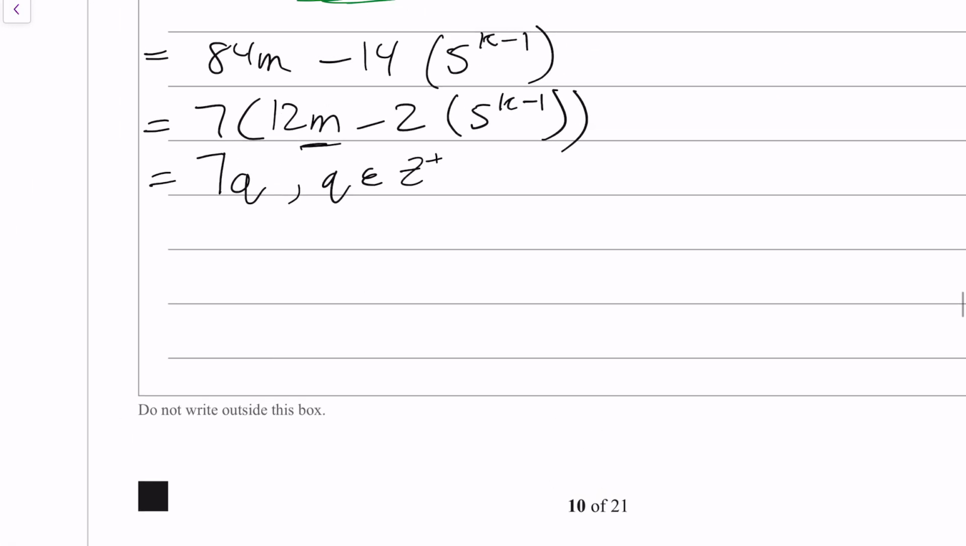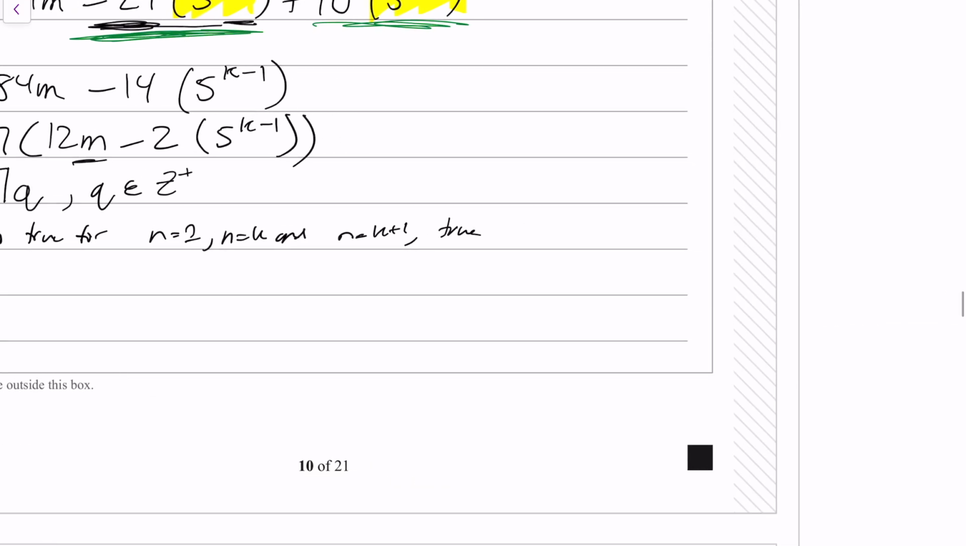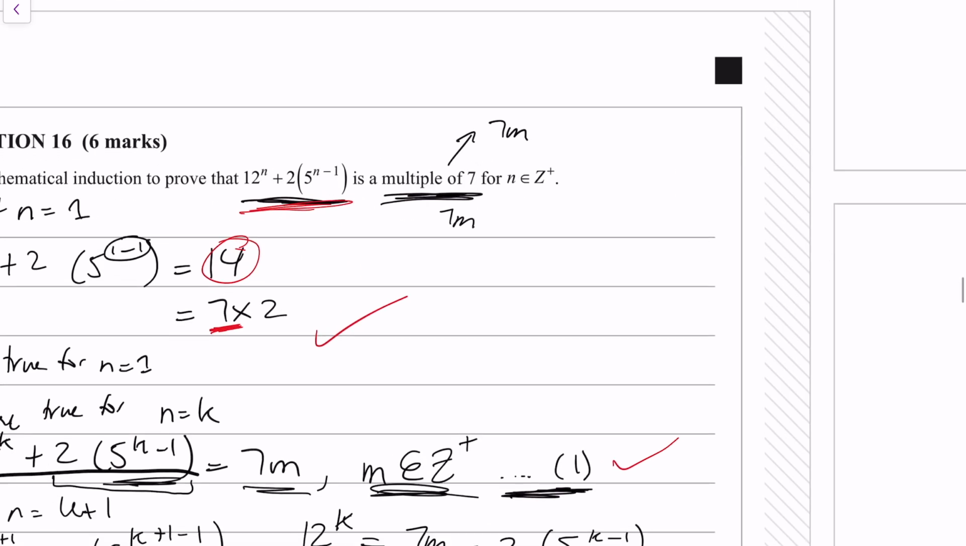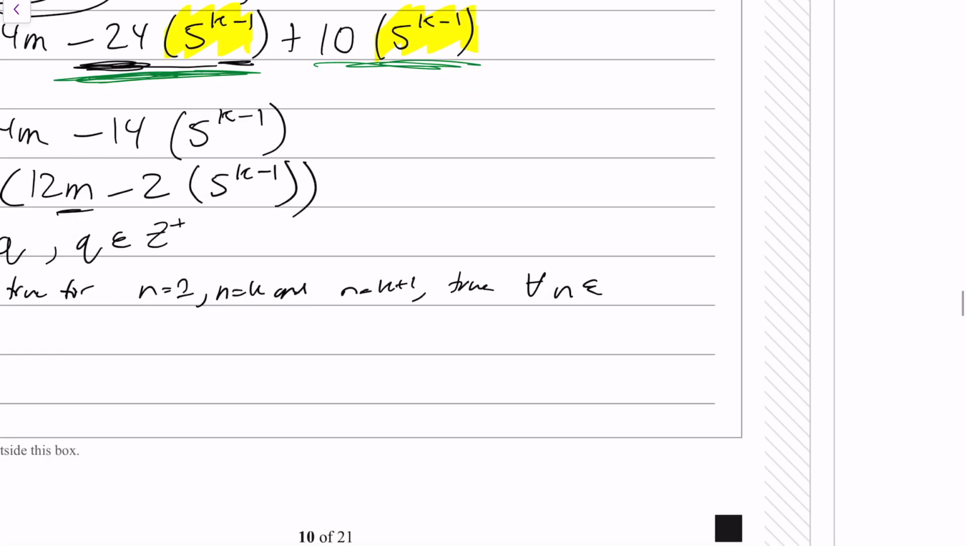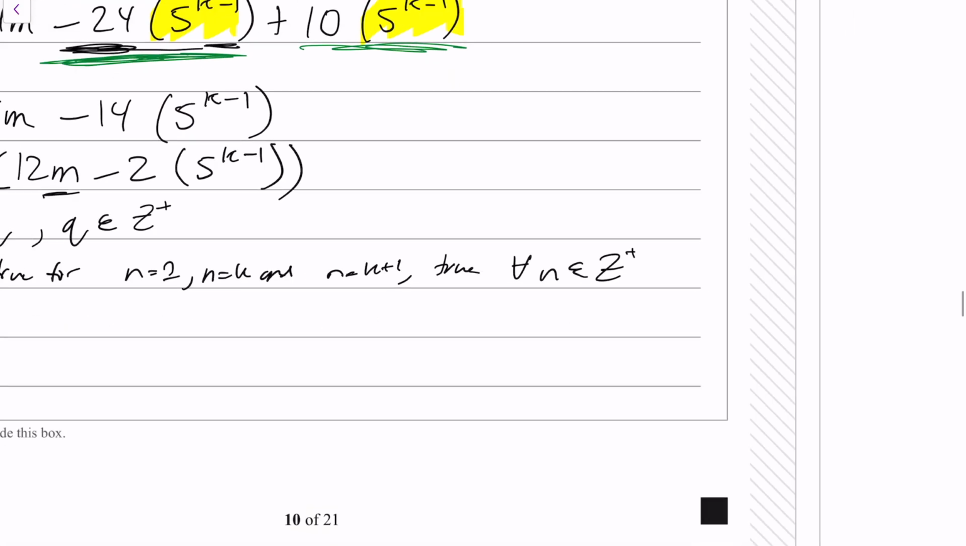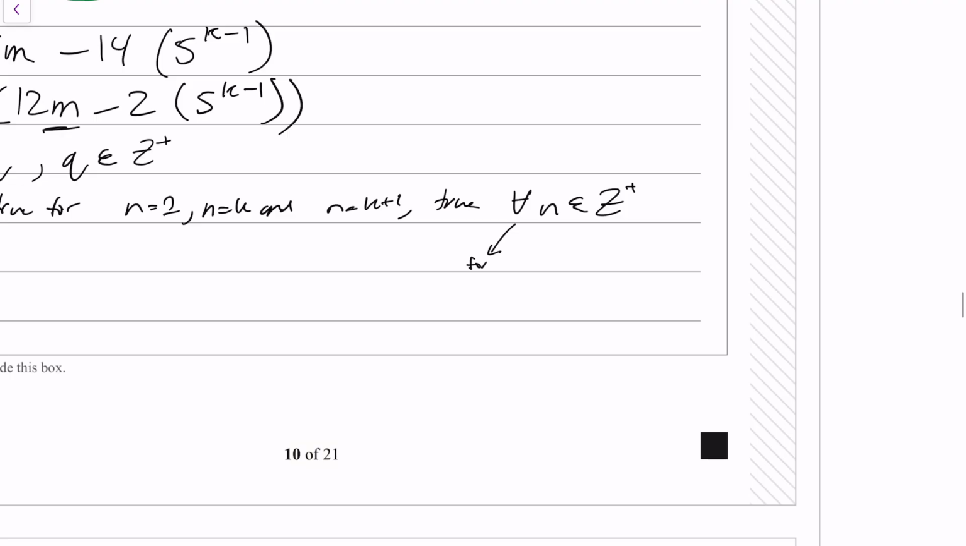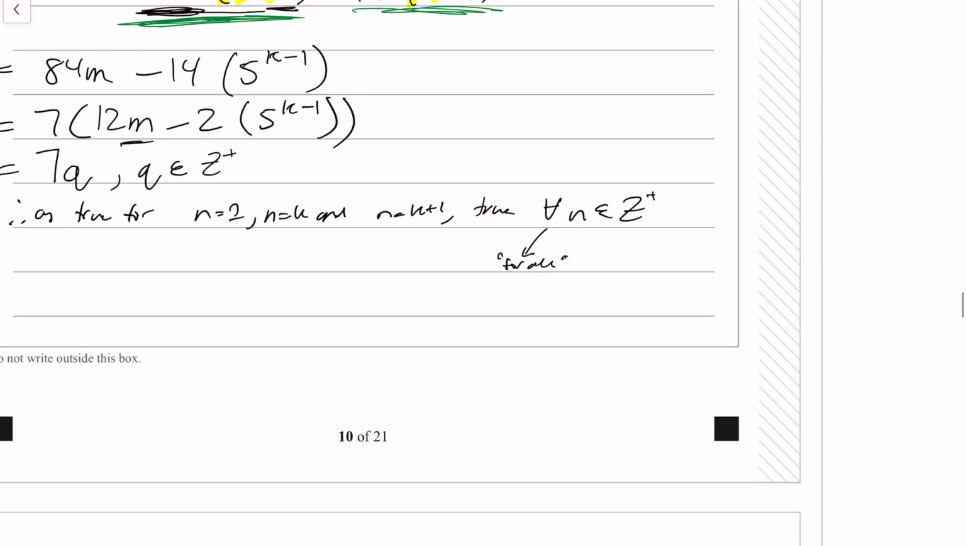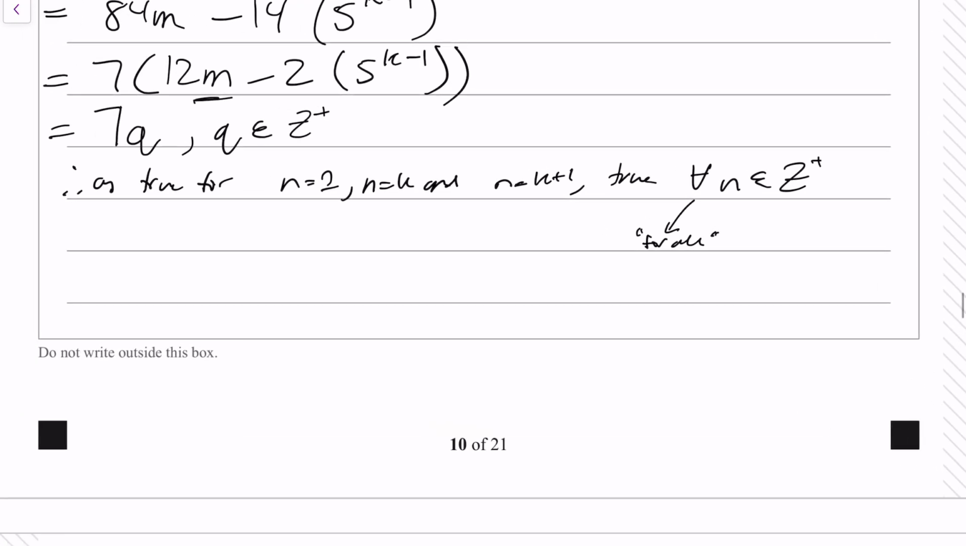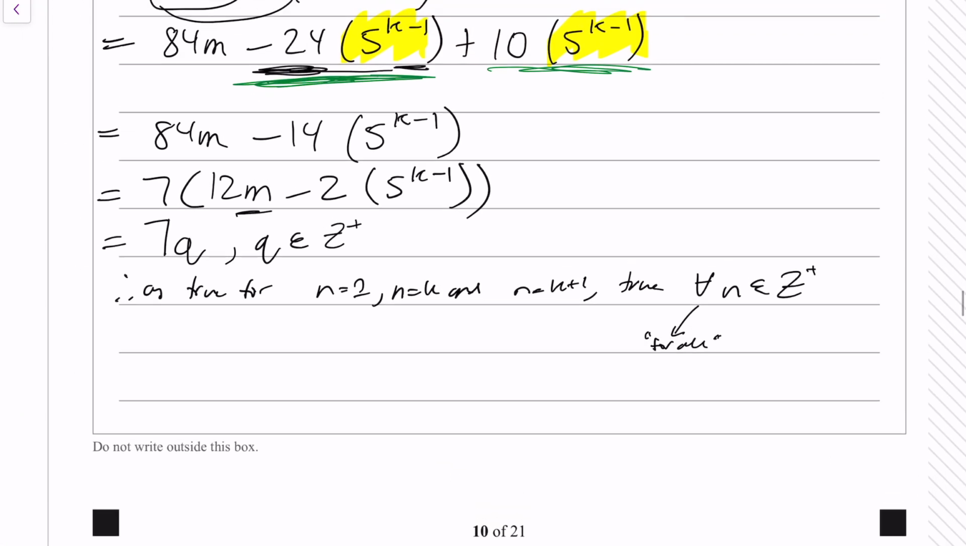Then therefore, as true for n equals 1, n equals k, and n equals k plus 1, then true for all n is a subset of, and from my question I just copy it, positive integers. Okay, and this symbol here is for all, which is like a fancy symbol to use in maths.